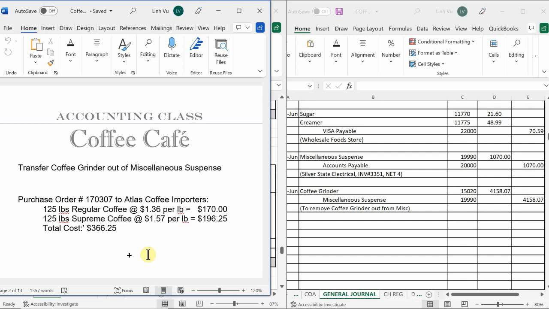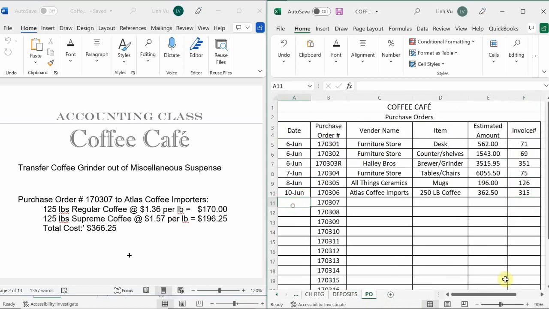You go to purchase orders, right? Correct. So purchase orders. Okay. It is the 15th. Who am I ordering from? Atlas Coffee Importers. What am I buying? 250 pounds of coffee. What is my quoted amount? Not just only that. What was my total? 366.25 is what I was quoted for all 250 pounds of coffee. Okay.